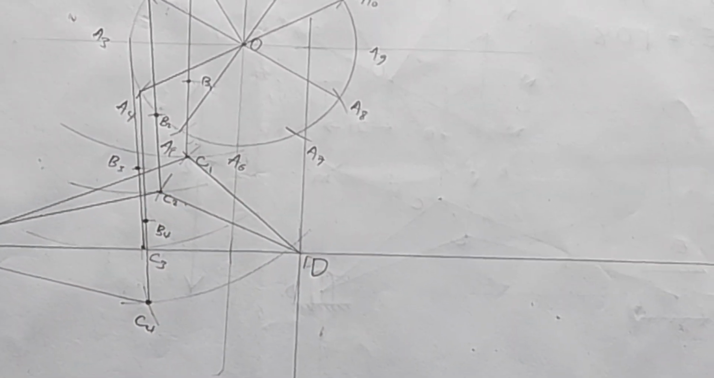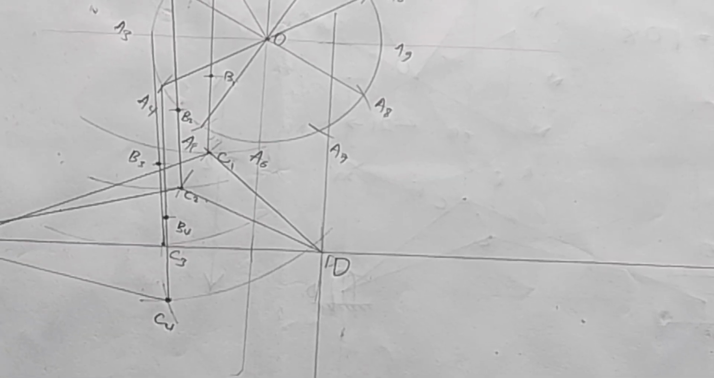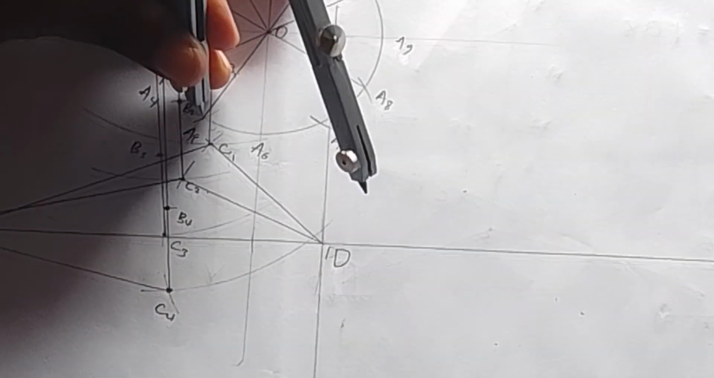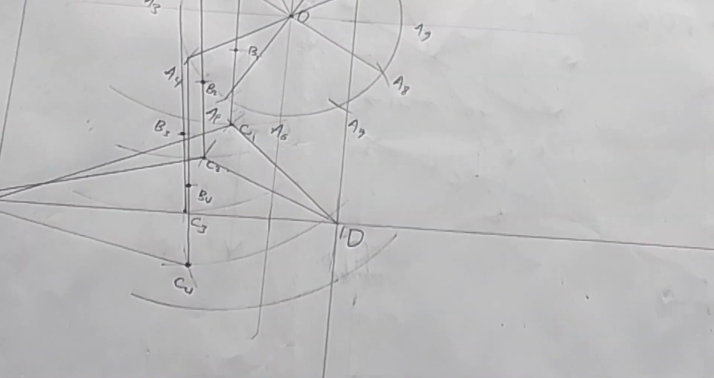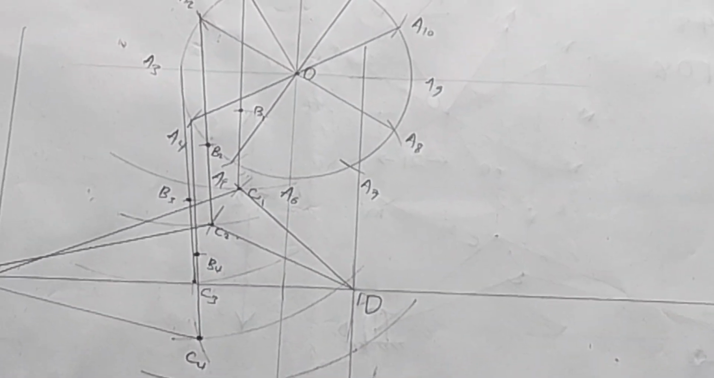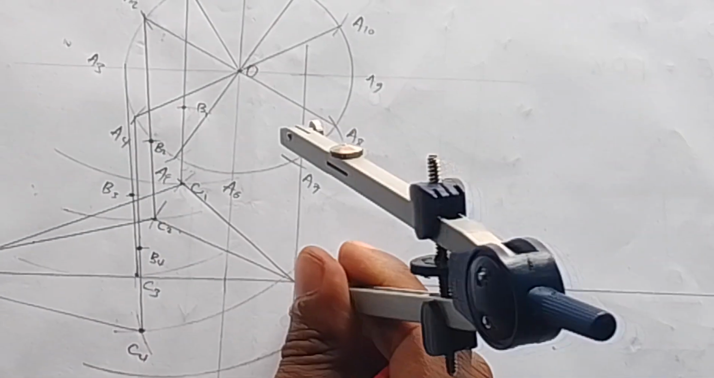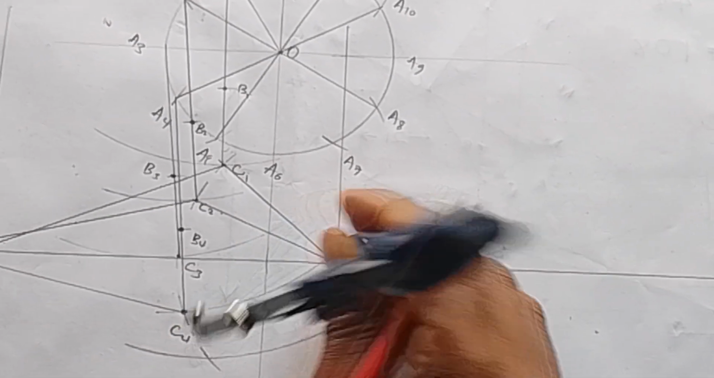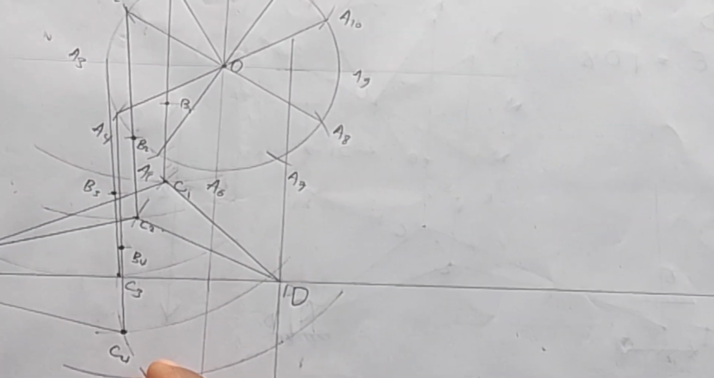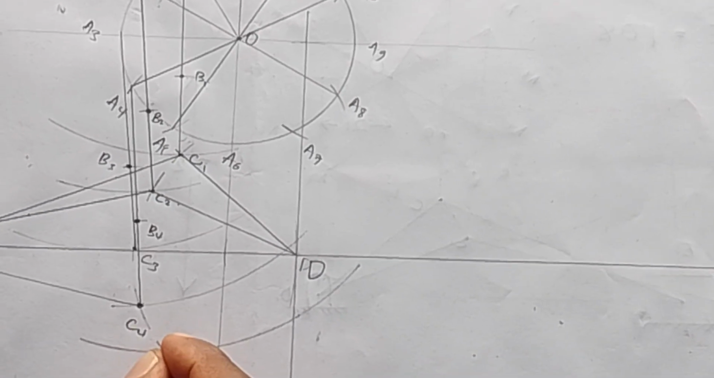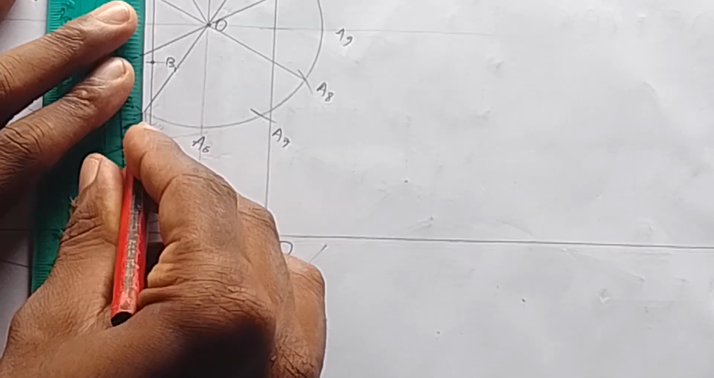Repeat the same procedure. Have your 7.2 on your compass like that. Stand on A5 here, mark a random arc like that. Repeat the same. Take your 4.8 centimeters. At this point D like this, you strike an arc like that. Where they intersect like this, you have your C5. So from here you join it with our A5. From C5 to A5 like that.